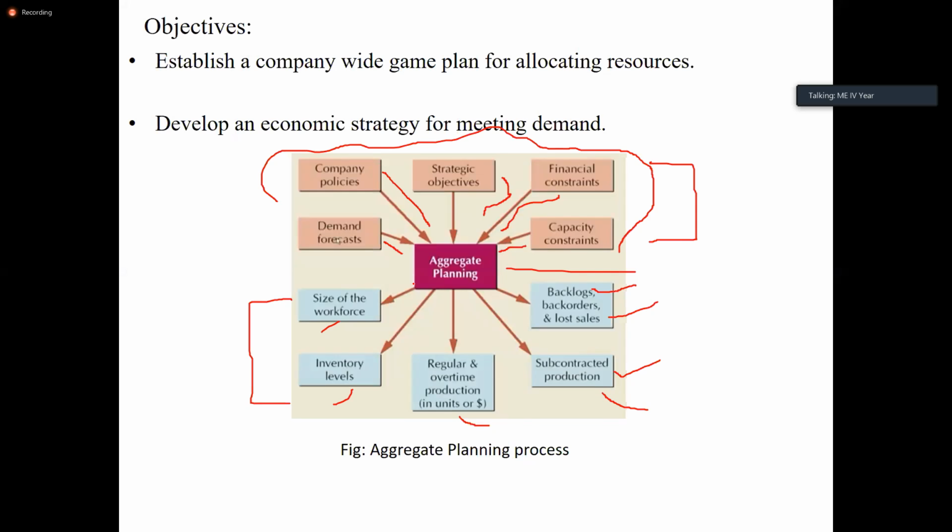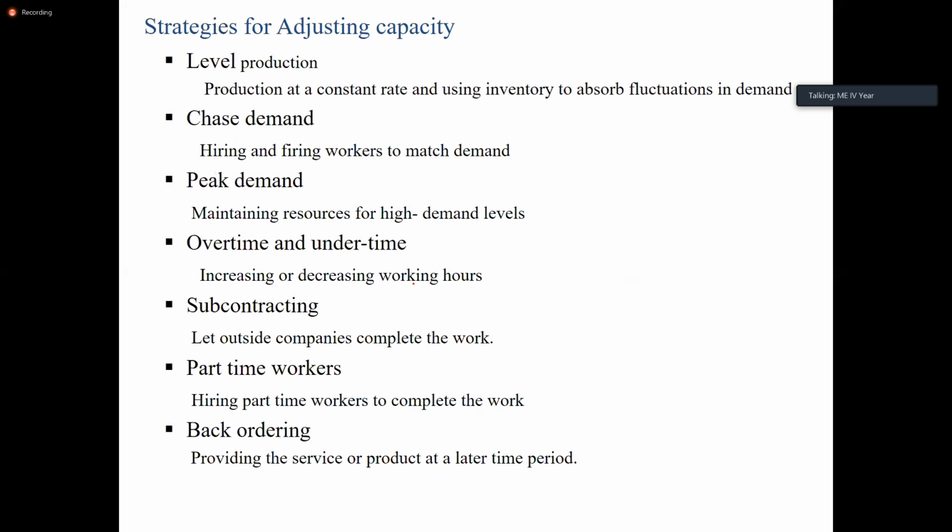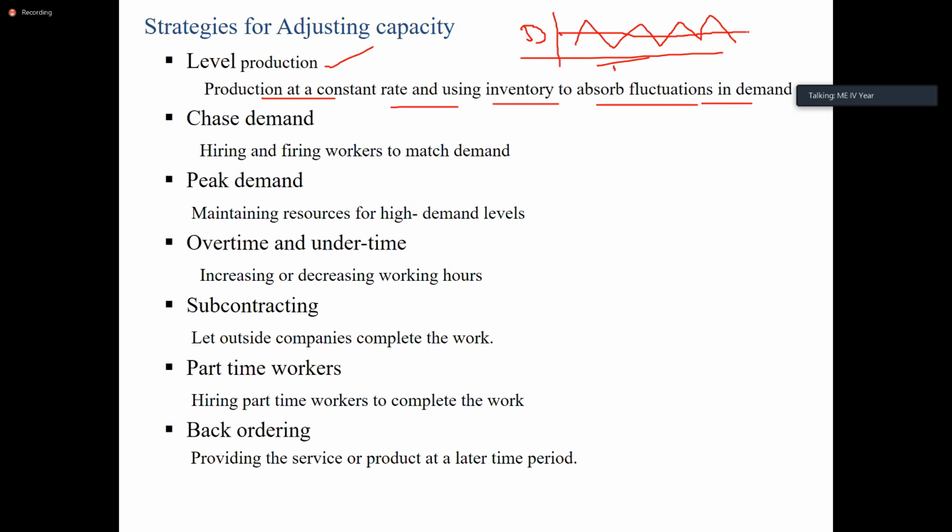So these are some strategies for adjusting capacities. The first method is level production. In level production, as I said, your time is fixed and your demand is varying. Even though your demand fluctuates, your production rate is constant, using inventory to absorb the fluctuation in the demand. So this is a fluctuation. You have to maintain some inventory, and this is the level of production you are doing.